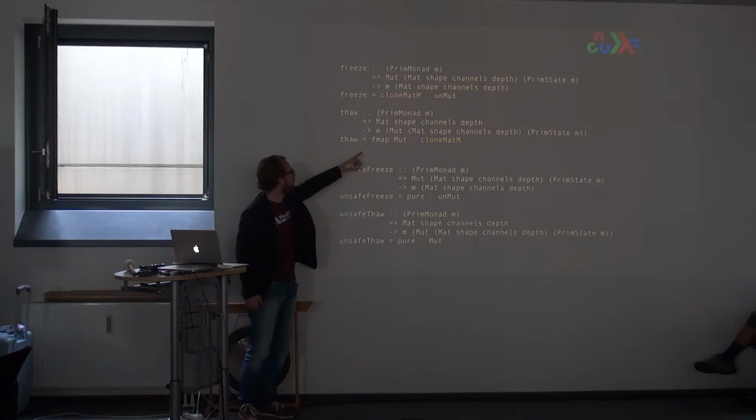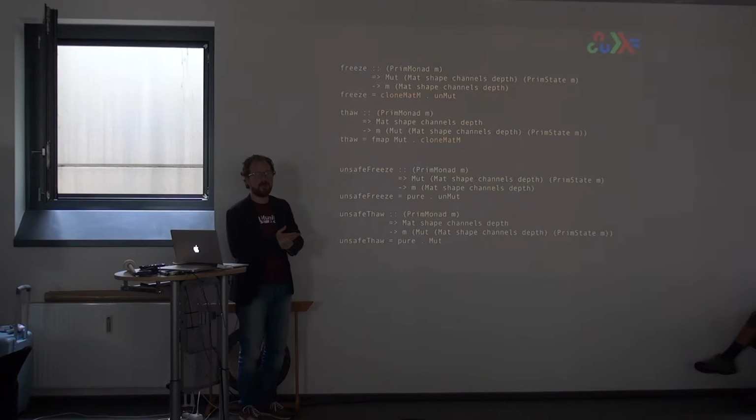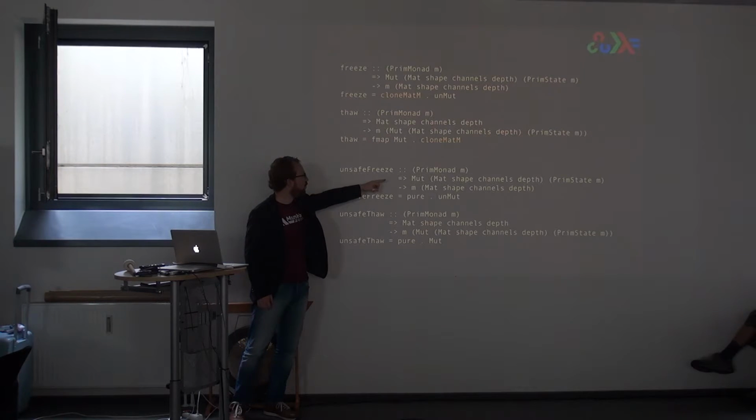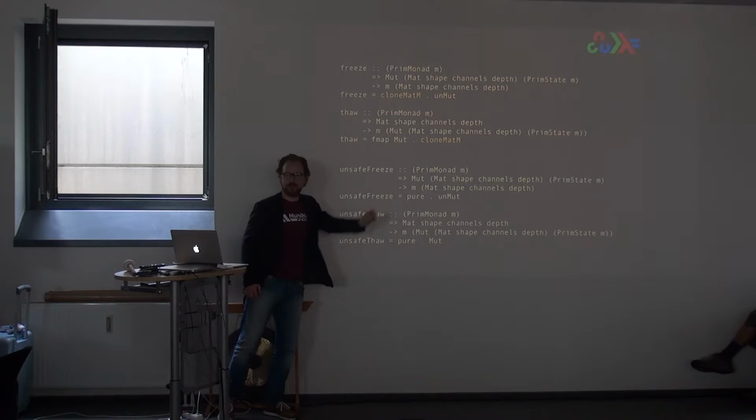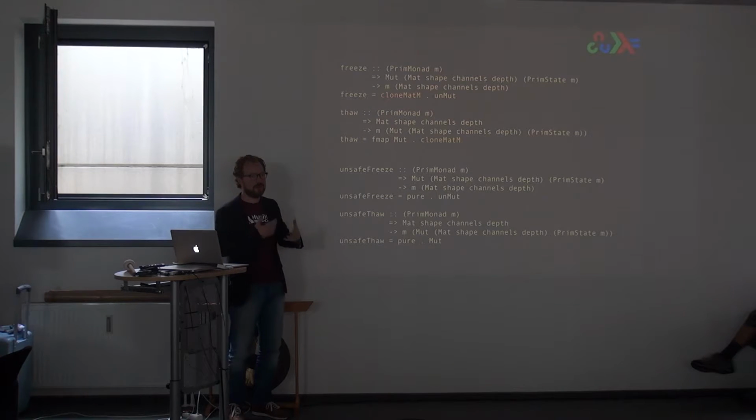And of course, what happens in the background is that when you thaw or freeze, the source image is cloned, so you get a copy, and you can work then on the copy. But we also have unsafe variants that don't copy. But then, of course, you have to ensure that when you put in a mutable matrix, you're not going to mutate it afterwards. Otherwise, your resulting matrix gets mutated too, and then you lose referential transparency. But we provide these for performance, of course.